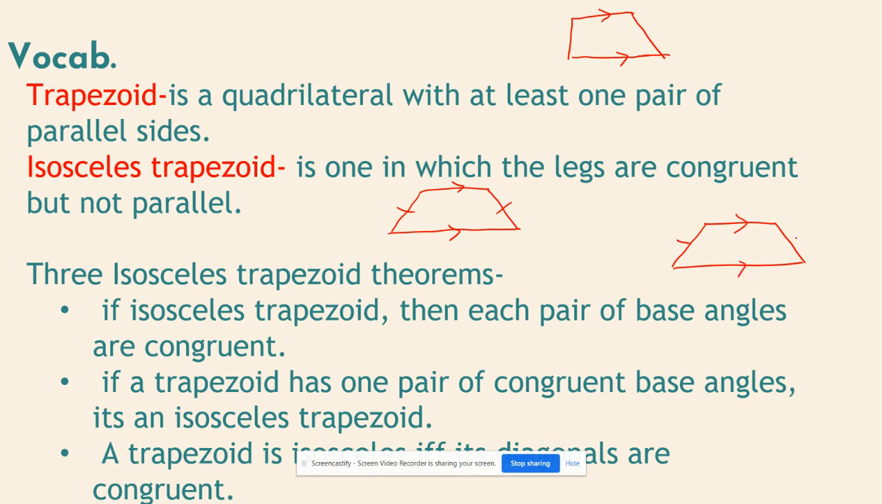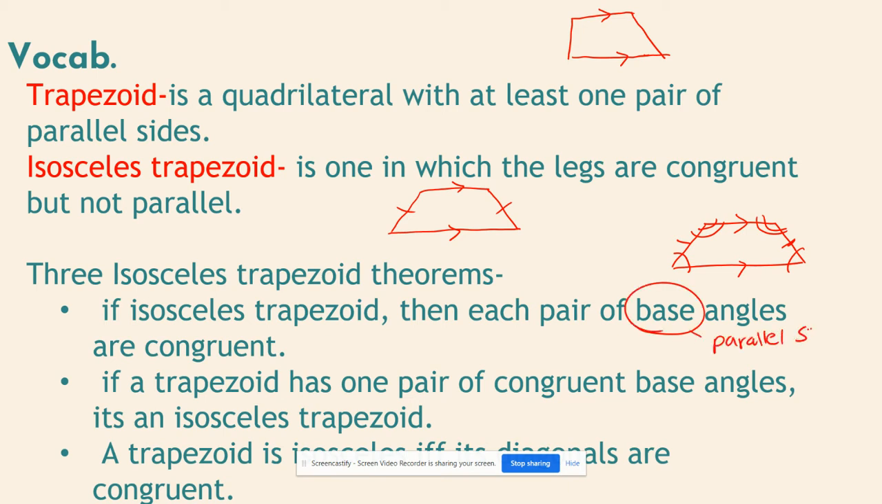So here's my isosceles trapezoid. Right off the bat, one pair is parallel and the other sides are congruent. The base angles are the ones at the bottom, so each pair of them has to be congruent. The base angles would be here, and this would also be a pair of base angles. Anytime you're talking about the base, it always refers to the parallel side.